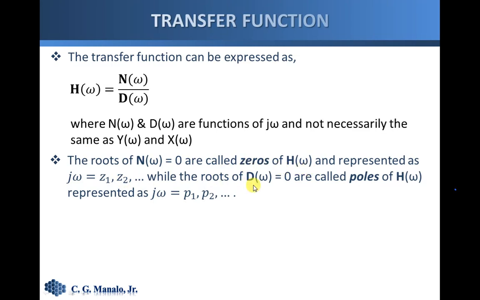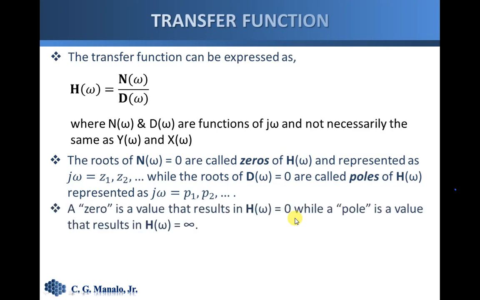In the same manner, we can also get the roots for d of omega if we equate d of omega to zero, and we'll get j omega equals p1, p2, and so on. Now these roots are called the poles of the transfer function.